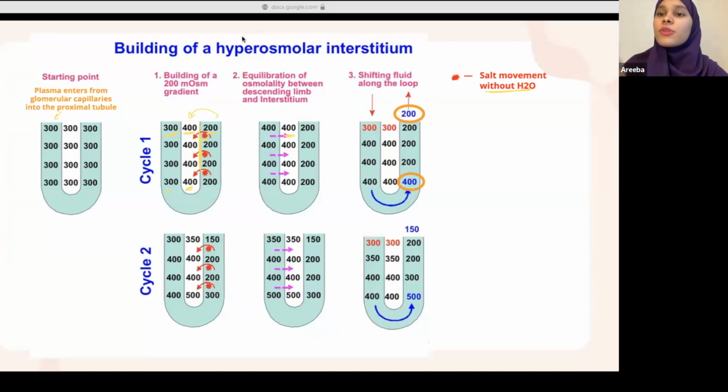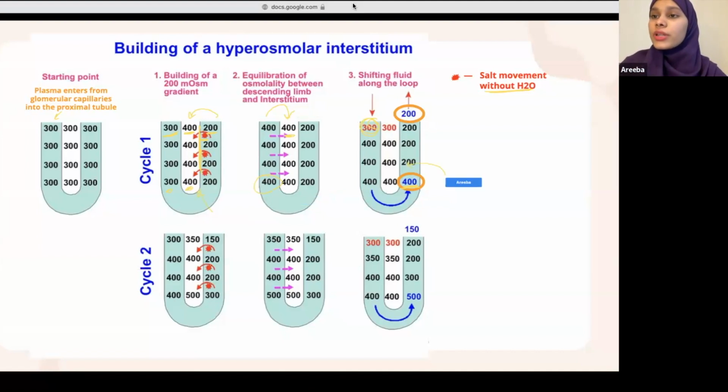So as soon as you have this osmotic difference between them, water is going to move in from the proximal tubule into the tissues, and they're going to balance out their osmolalities until they're equal. Okay, so now they reach this equilibrium, and then more fluid comes into the loop. So we have this new 300 moving into the proximal tubule, and it pushes everything that was already there along the tubule, right? So this 400 that was here will now reach this part, and again, the same thing that happened over here is going to happen over here.